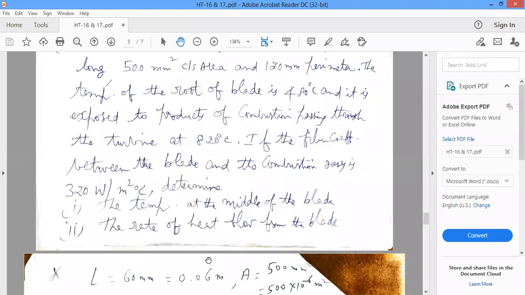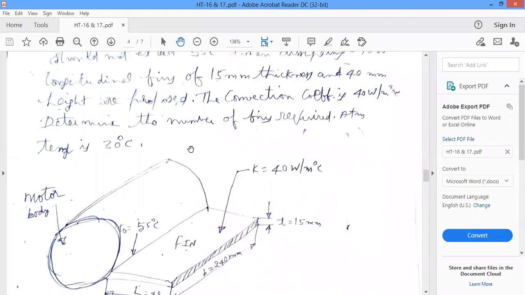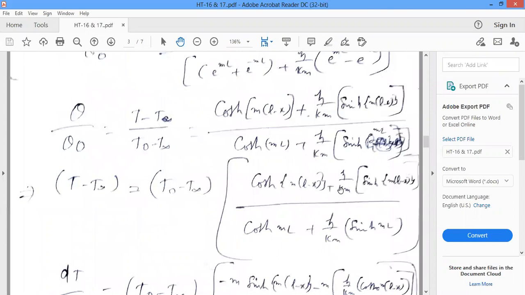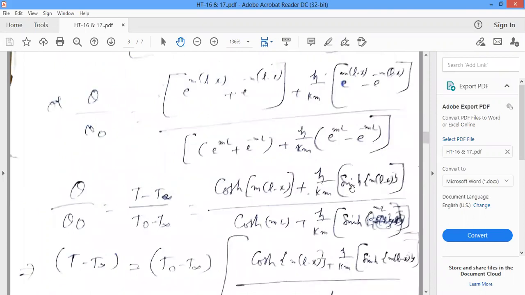Temperature at the middle of the blade and rate of heat flow from the blade. So here you have to use the temperature distribution equation: (T minus T free stream) divided by (T naught minus T free stream) is equal to cosh m(L minus X) plus (h by km) sinh m(L minus X), divided by cosh mL plus (h by km) sinh mL. That formula is to be used here.